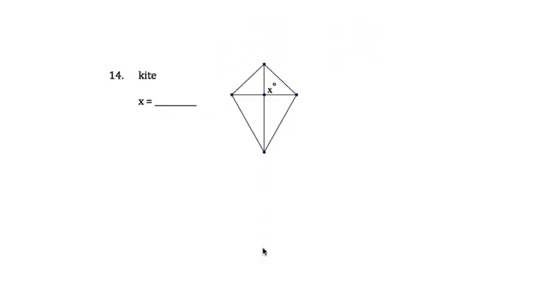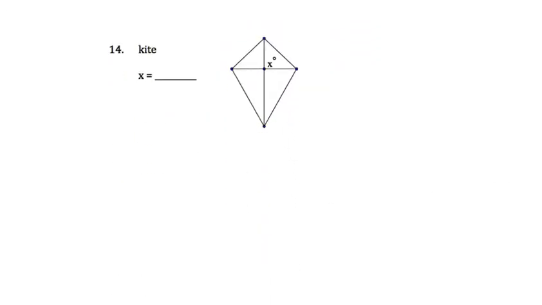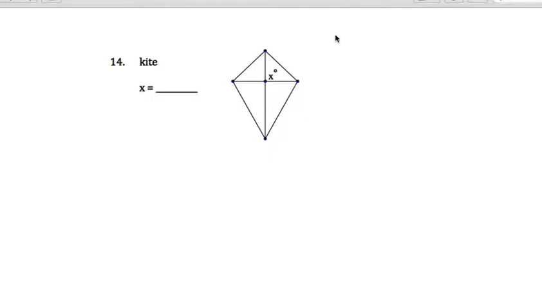Some similar examples, you might get a kite. In this particular kite, all you're given is that you have x degrees right here. So this one, there's nothing to figure out. You just need to remember the property that says in a kite, the diagonals are perpendicular. So if the diagonals are perpendicular, x has to be 90 degrees.